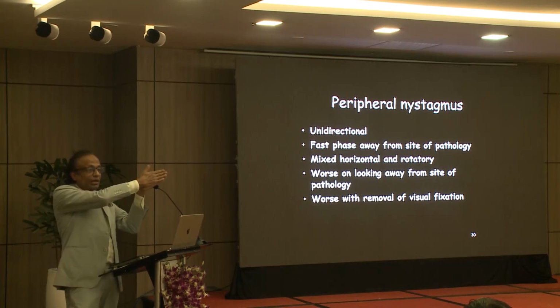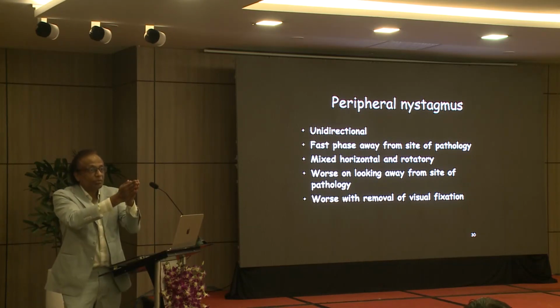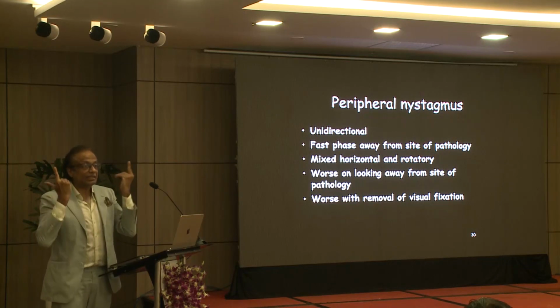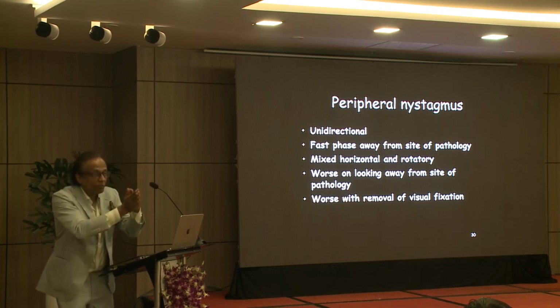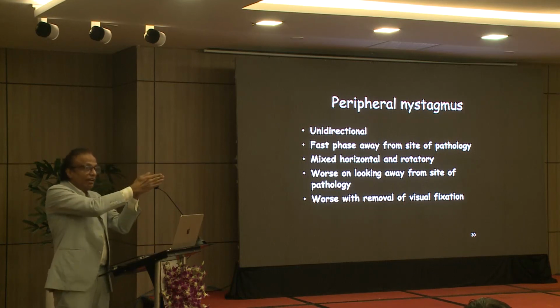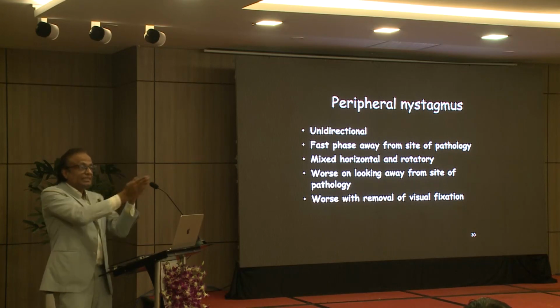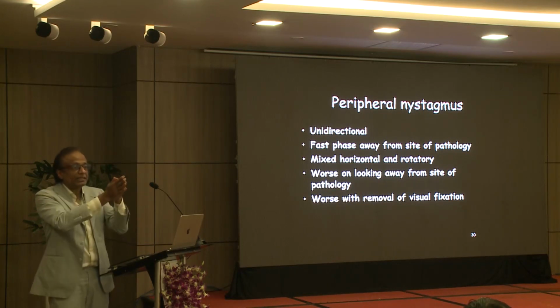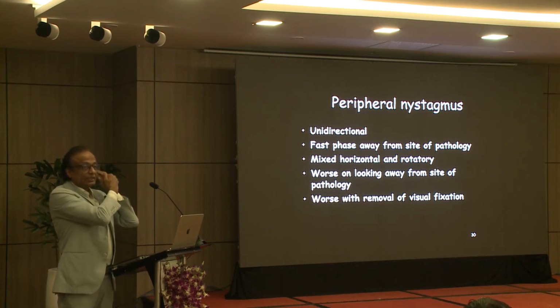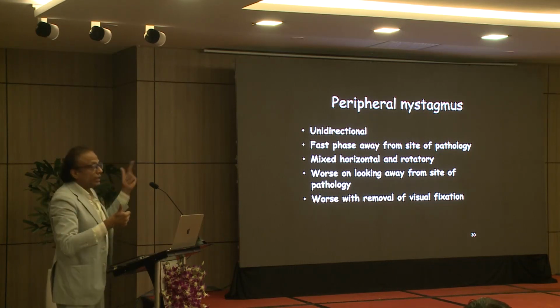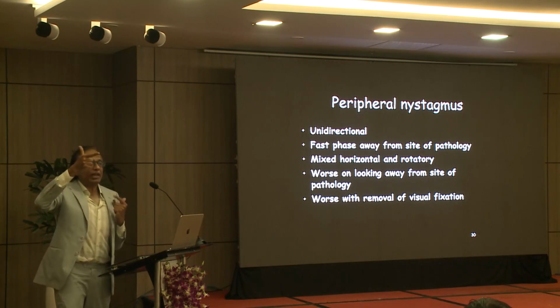Say, not at the door, what am I going to do? Bring it back. But once I bring it back, the imbalance is still there. The eyes are going to drift back to the left. And then what happens next? Come back again. Drift back to the left, bring it back again. Drift back to the left, bring it back again. What is this? Slow phase, fast phase. And the fast phase is away from the site of disease. Rule number 1. Unidirectional and away from the site of disease.